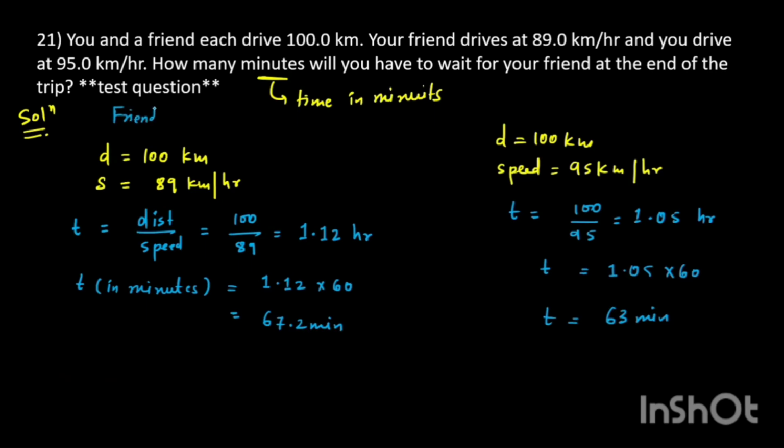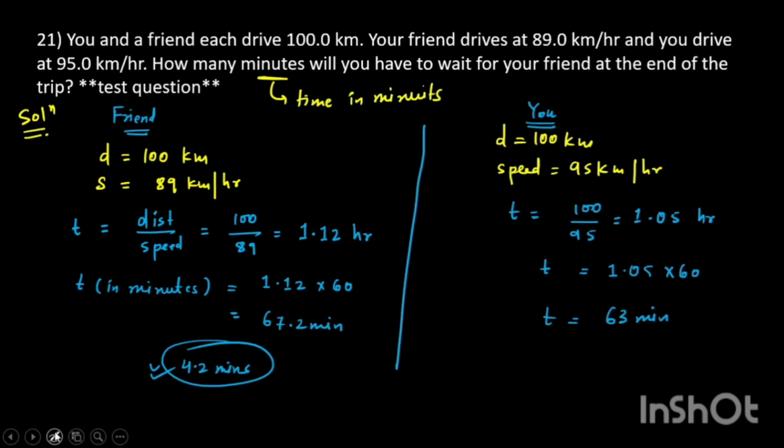How much time do we have to wait? About 4.2. Exactly. So this is how we are supposed to solve these kind of problems. Just compare them, apply the concept we have learned so far, and you get the answer. All right, let's move to the next question.